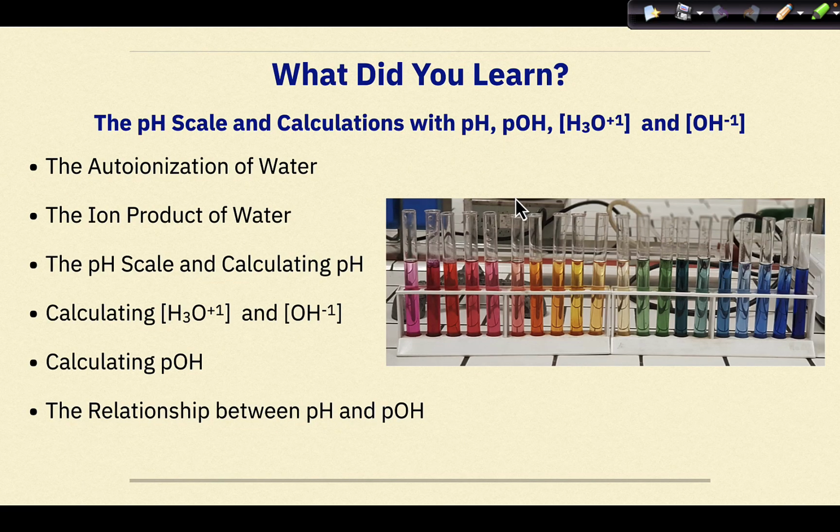So what did you learn? We talked about the autoionization of water, the ion product of water, the pH scale and calculating pH, calculating hydronium and hydroxide ion concentrations, calculating pOH, and the relationship between pH and pOH.